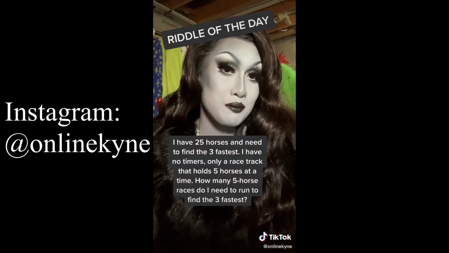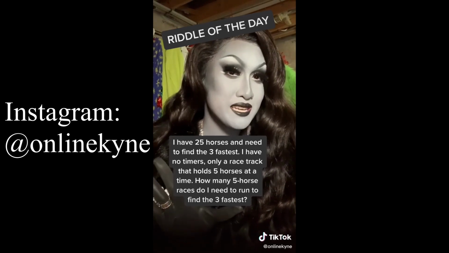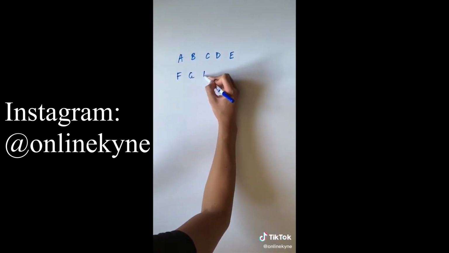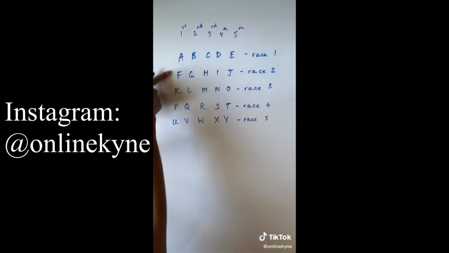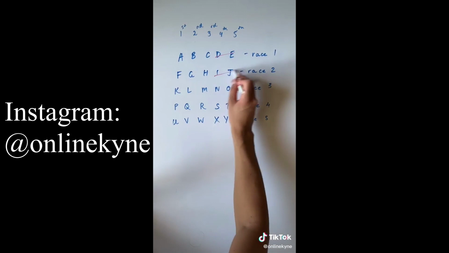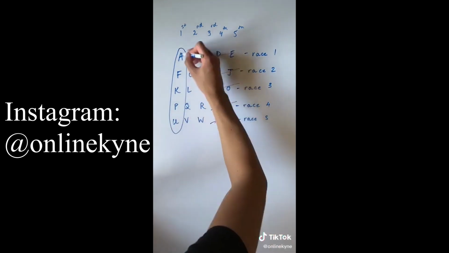What is the minimum number of races that you need to hold in order to find the top 3 fastest horses? Pause here and give it a try. First up, we need to race everyone in random groups of 5. And let's say that the columns represent the order they placed in their race. Anyone who came 4th or 5th in their race is automatically out of the running.